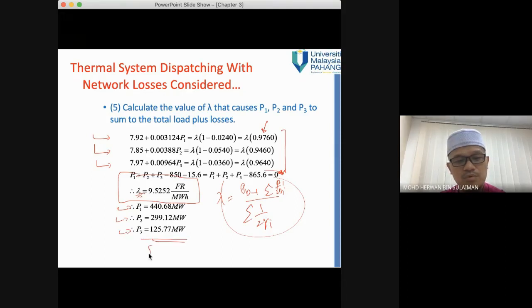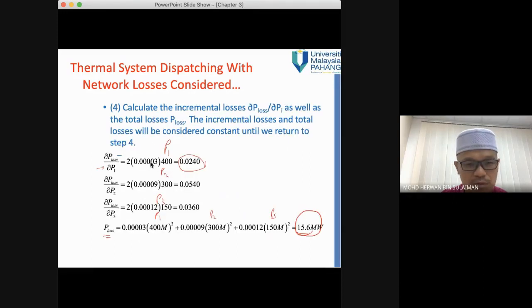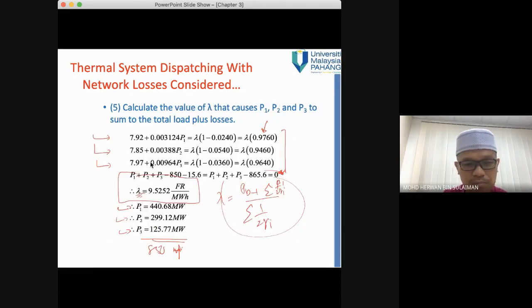You sum them, you're supposed to get 800 megawatts. No, not 100 megawatts. You get 800 megawatts plus losses. How much is the loss? Loss is 15.6. Try to calculate. Add 15.6, you will get 865.6, right? That is 67. Try adding them all up, how much do you get?